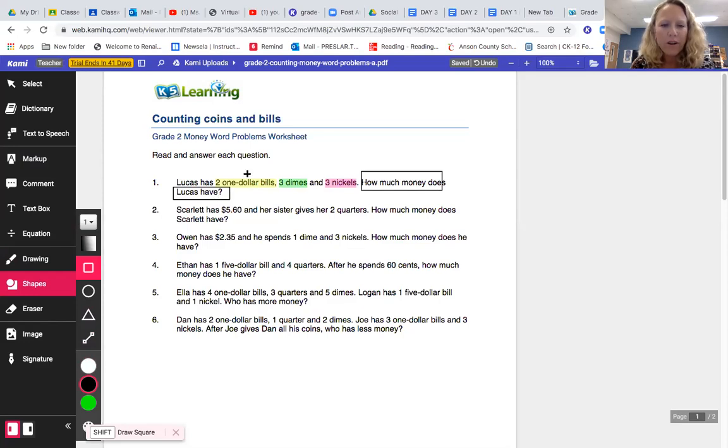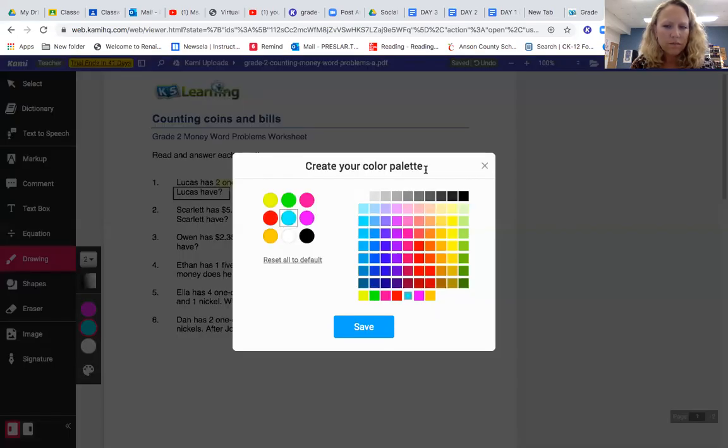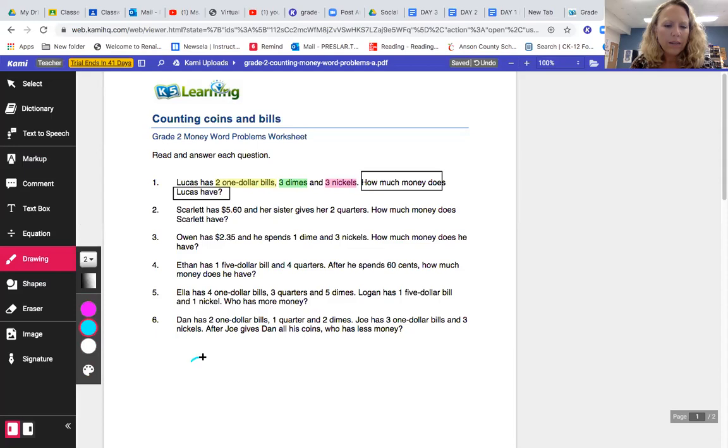So we know that we need to add 2 $1 plus, let's change my color here to a blue. Okay, so I have $2 bills. So that's $2. 3 dimes. Okay, if I skip count by dime or by tens, I've got 10, 20, 30. So 3 dimes is 10 cents plus 10 cents plus 10 cents, which is 30.